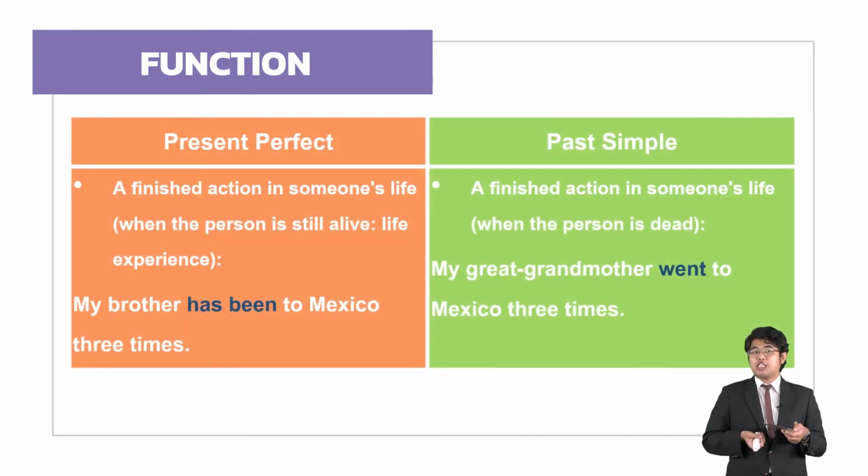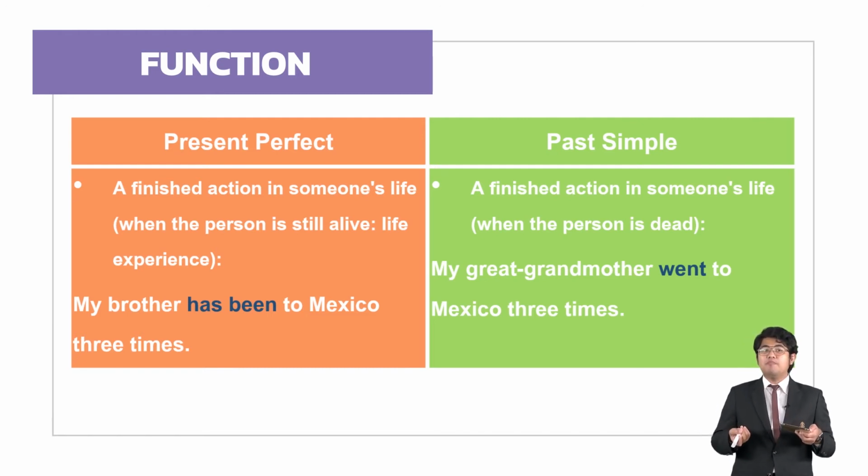Okay, next. For present perfect, a finished action in someone's life when the person is still alive, or life experience. Please look at the example. My brother has been to Mexico 3 times. Right? You can see this sentence uses been.